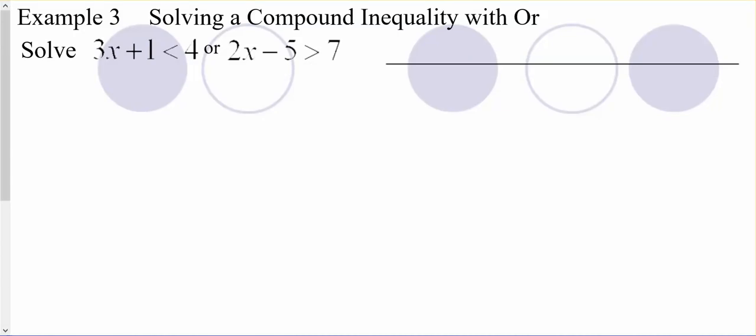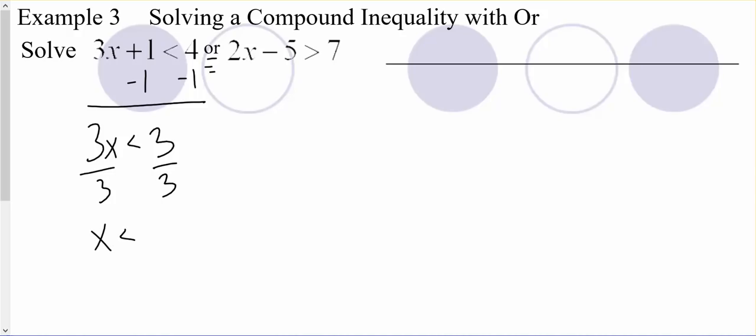So here is an OR equation. Now 99% of the time you'll be able to tell the ORs because it will say the word OR. So let's do this. We're going to solve it. Subtract 1, subtract 1. I get 3x is less than 3. Divide by 3, divide by 3. X is less than 1.